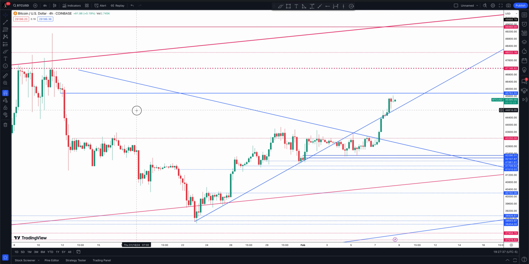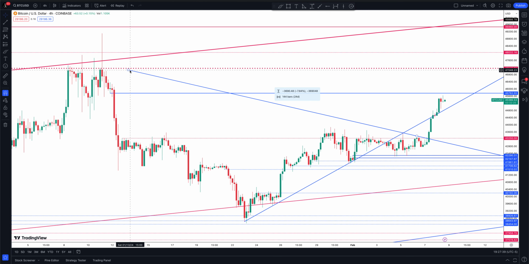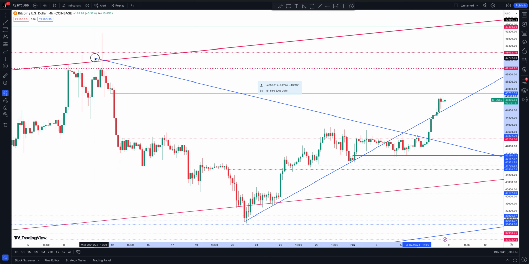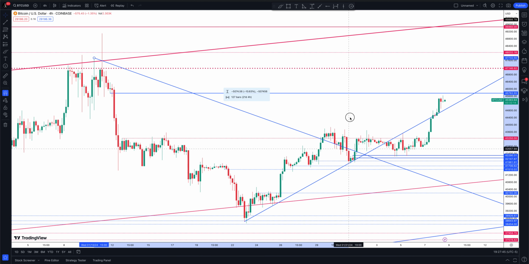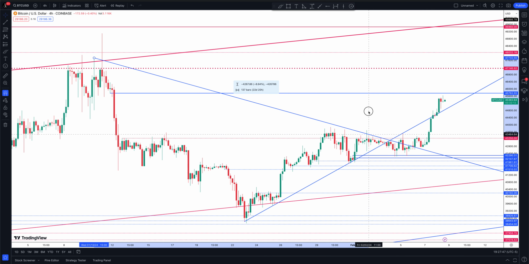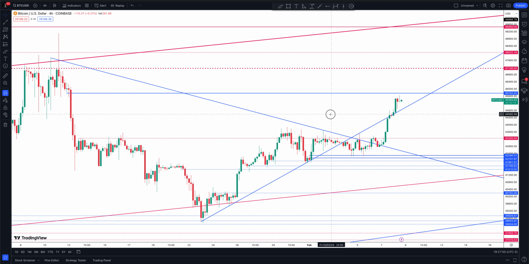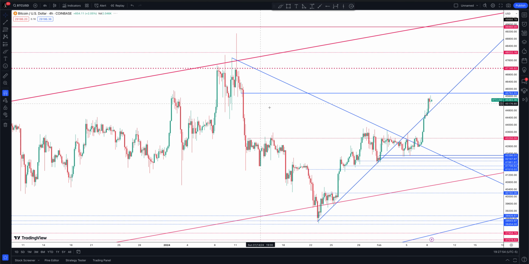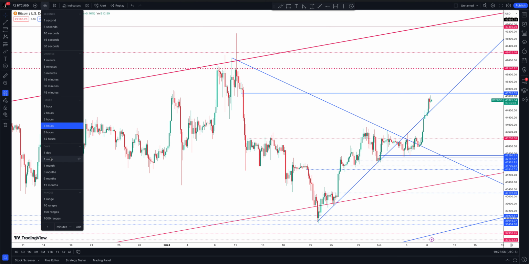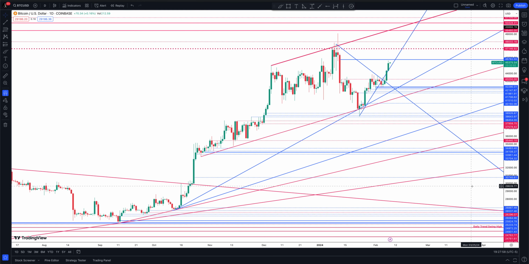Right now in front of me is the Bitcoin chart, and we're seeing some really nice price action here. So let me just fix what's going on here before we get into it. Okay, right there, perfect. So we are on the 4-hour time frame. Actually, let's go to the daily first, just to get the macro picture of things.